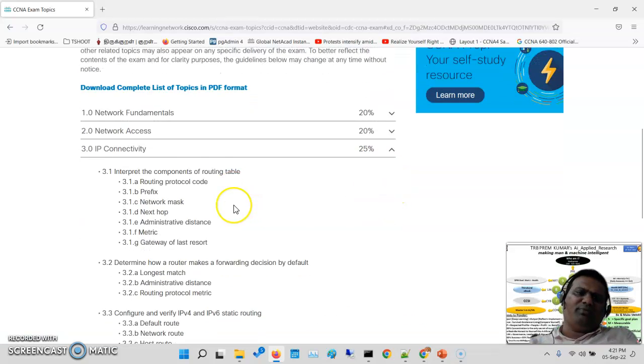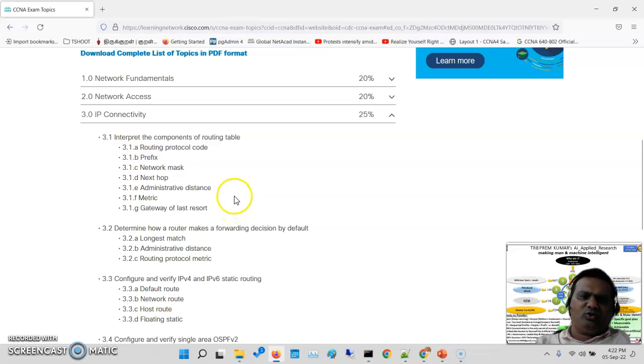After that, if you go to IP connectivity, in IP connectivity you will be studying routing protocols. You will be trying to understand the components of a routing table, like what is the routing protocol code, what is the prefix, what is the network mask, what is the next hop, which all come in the routing table.